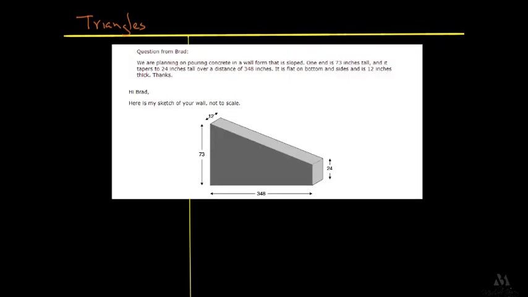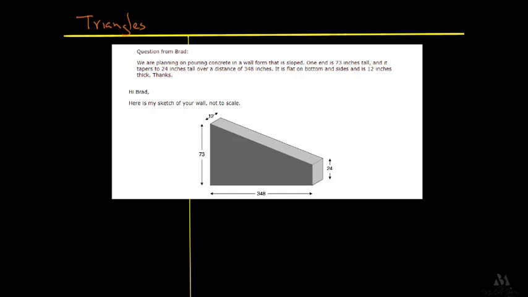So here's a question from Brad. We're planning on pouring concrete in a wall form that is sloped. One end is 73 inches tall, and it tapers to 24 inches tall over a distance of 348 inches. It's flat on the bottom and the sides, and is 12 inches thick. So basically what Brad's asking is, how many cubic feet of concrete am I going to need?